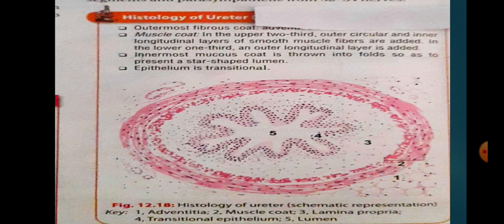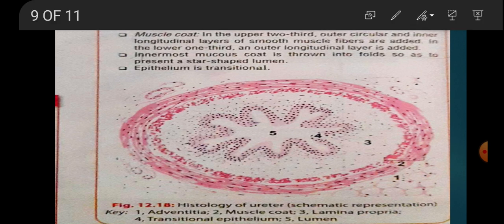Next, the epithelium is transitional. Histology: number 1 is the adventitia. Below this adventitia there is the muscle coat. The third one is the lamina propria, the epithelial coat, and the transitional epithelium is the fourth one. The innermost coat thrown into folds gives the star-shaped lumen. The fifth one is the lumen. This is about the histology.